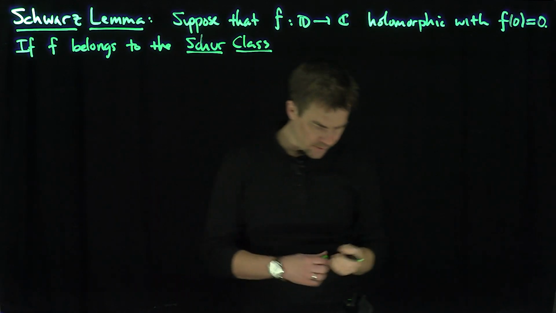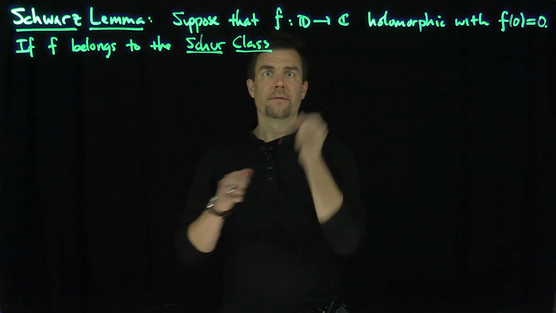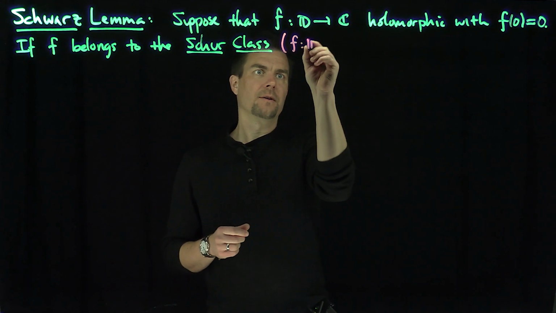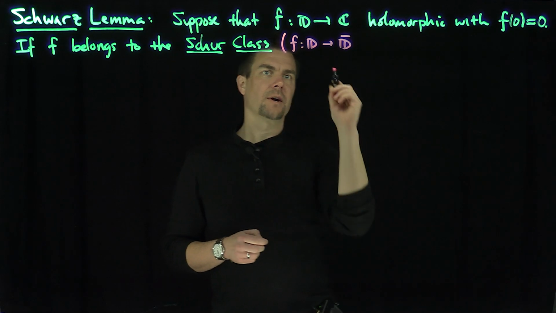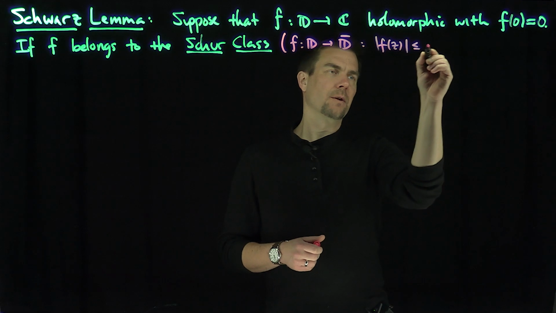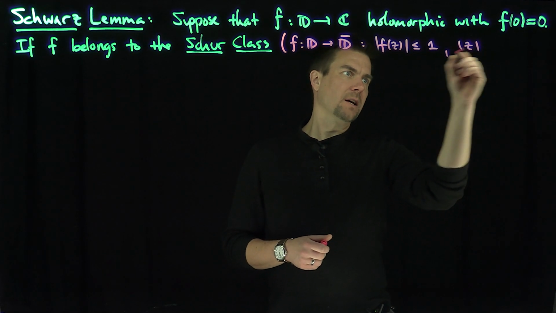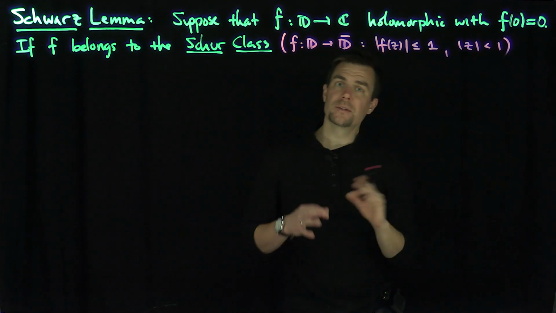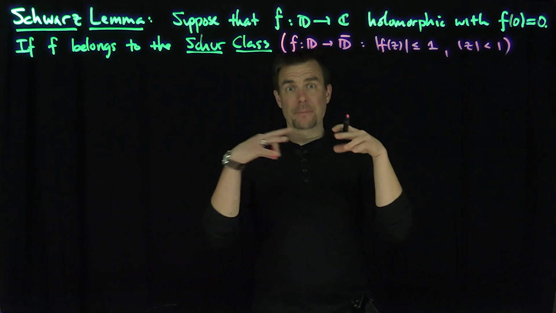The Schur class is exactly those functions f that map the disk into the closure of the disk, right? So in other words, that's equivalent to saying that modulus of f of z is less than or equal to 1 for modulus of z less than 1. That's what the Schur class is. So it maps the disk into the disk, and it takes a maximum value of 1, right?